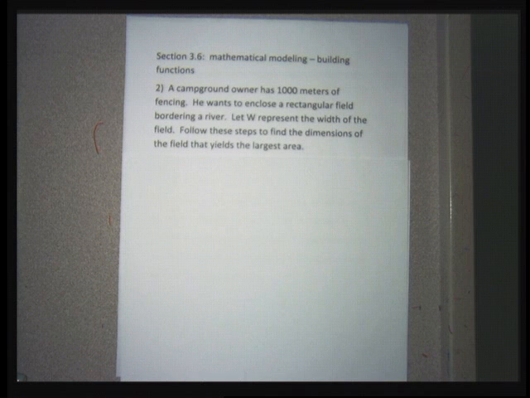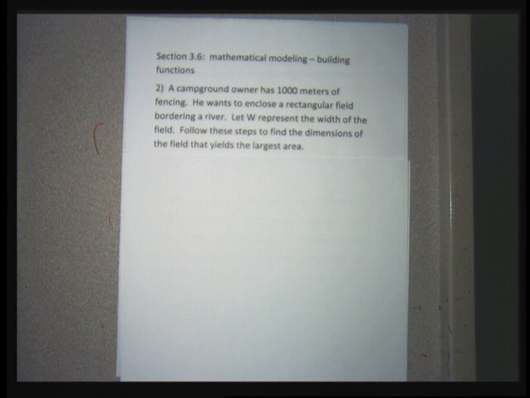So in this particular problem, we have a campground owner, and most of these problems are campground owners for whatever reason. The book that I took them from had a lot of campground problems. Anyways, he wants to enclose a rectangular field bordering a river, and he wants to find the dimensions of the field that give the largest area.